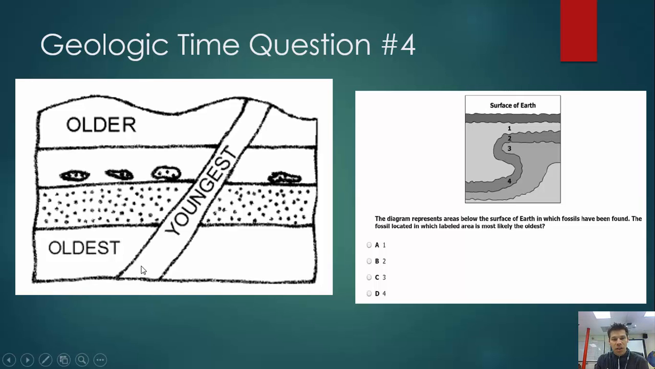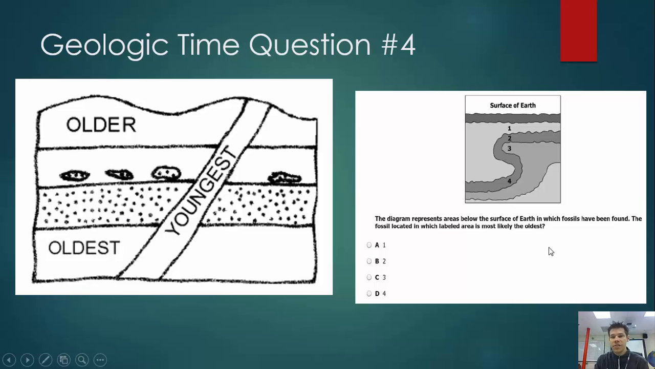This igneous intrusion is breaking through all of these layers. In order for this igneous intrusion right here to have broken through all these layers, these other layers had to be there first, or there would have been nothing for this igneous intrusion to break through. So if you want to rank these in order, this is the youngest, this would be the second youngest, the third youngest, the fourth youngest, and the fifth youngest.